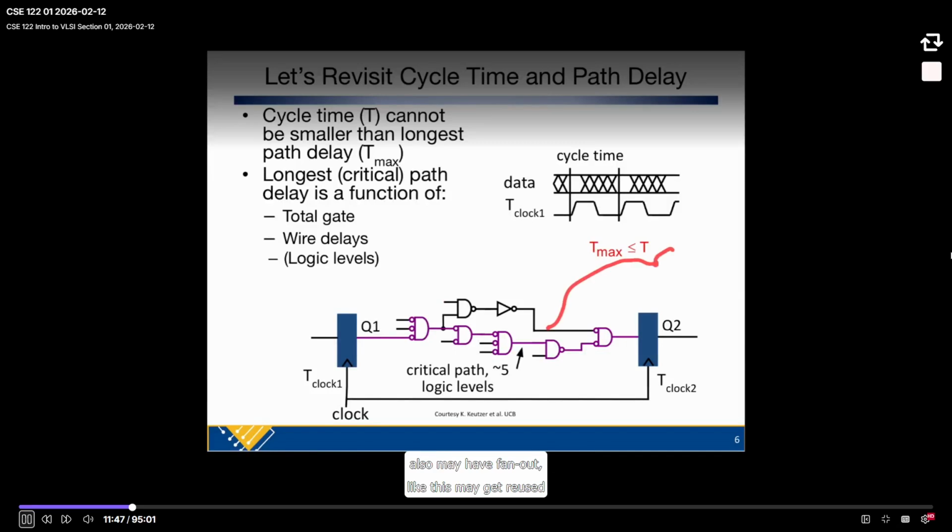And these also may have fan-out. Like this may get reused somewhere else in other logic and go to another flip-flop. So there's a lot of overlapping paths that can be doing different things, but we're kind of extracting one path here with the logic between this launching and capturing flip-flop. And when we look at this, we need to make sure that this path works.